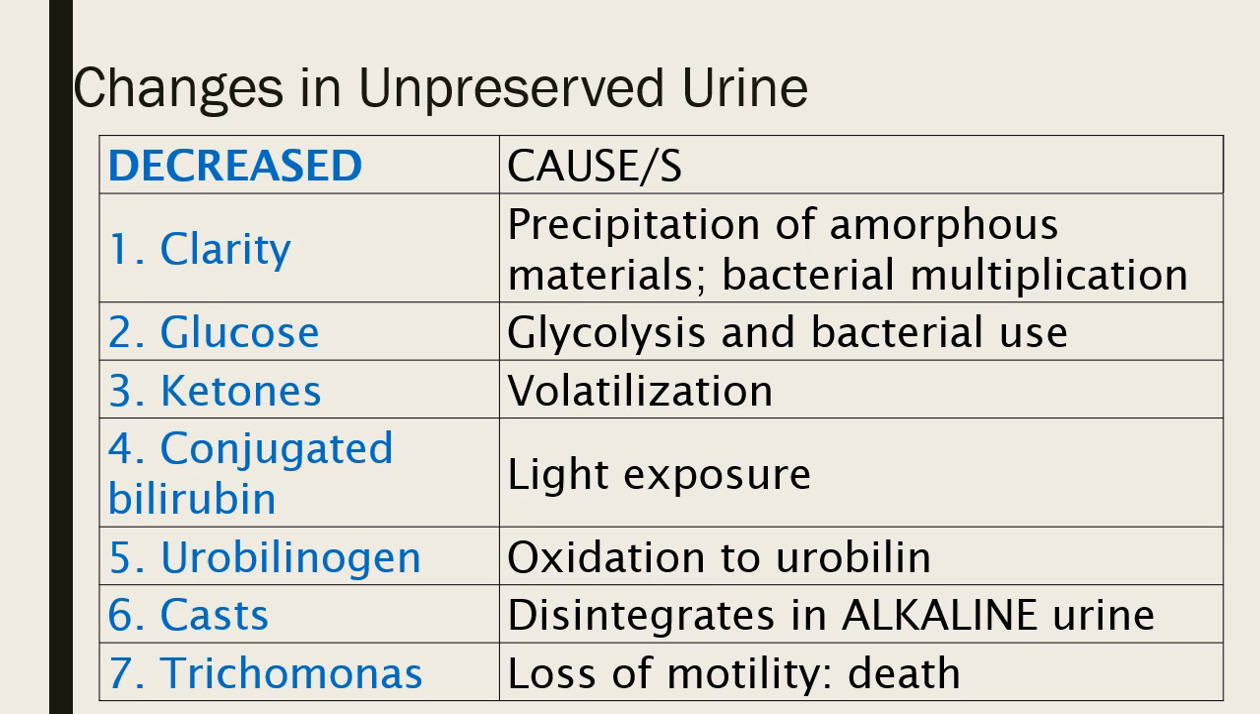And then you have your trichomonas, where there is a loss of motility and probably death of the trichomonas, of course. When you read it, in case there is trichomonas in the urine, you will not appreciate the motility, and you can mistakenly read it as WBC accordingly.